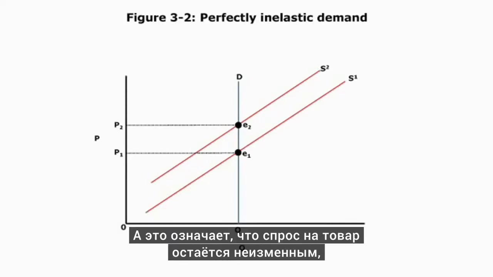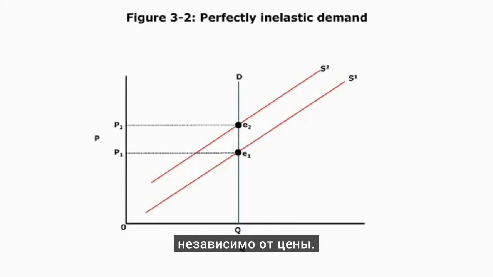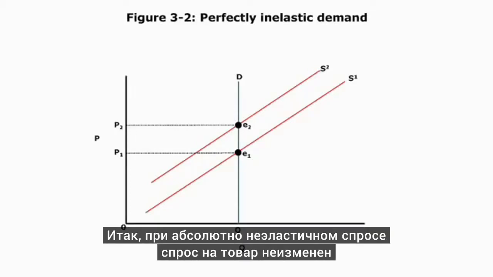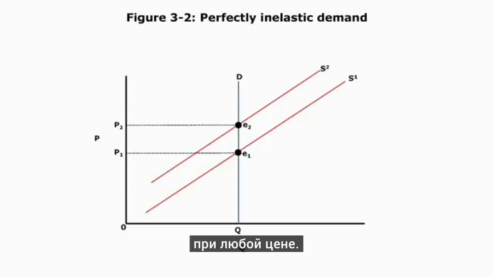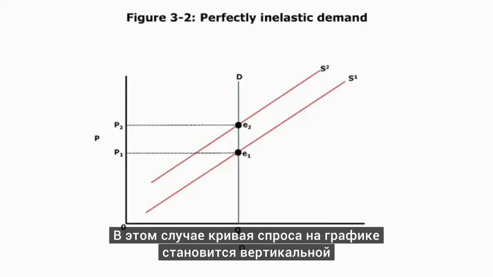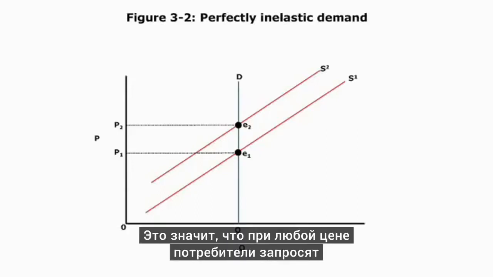What that means is that demand for a good is unchanged regardless of the price. So perfectly inelastic demand is a case where demand for the good is unchanged regardless of the price. That would lead you to have a vertical demand curve at a given quantity. What this says is regardless of the price, people always demand Q.